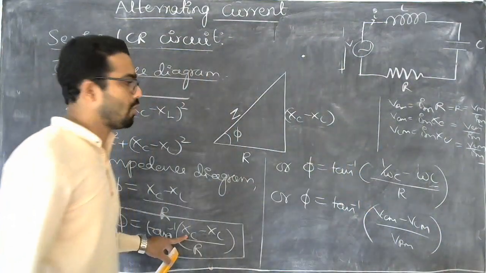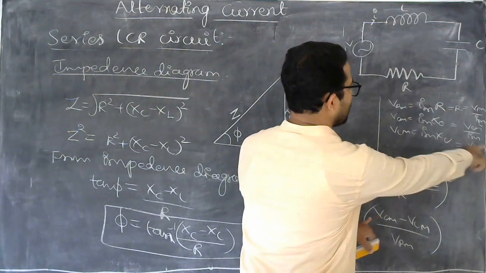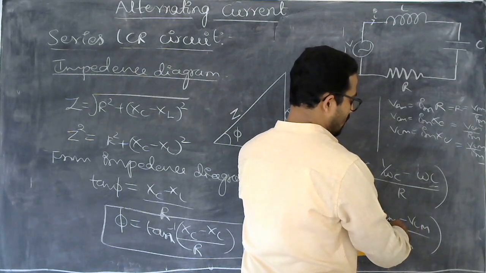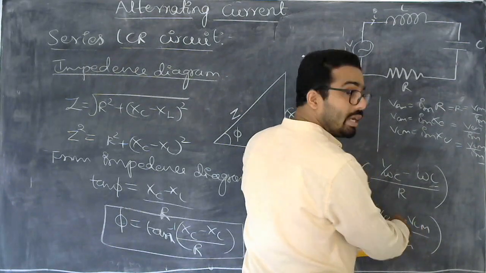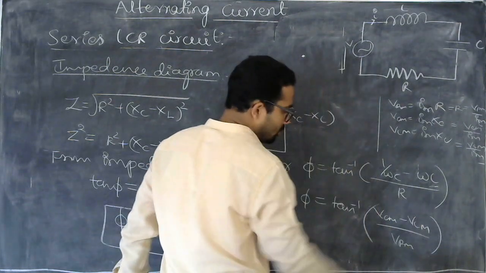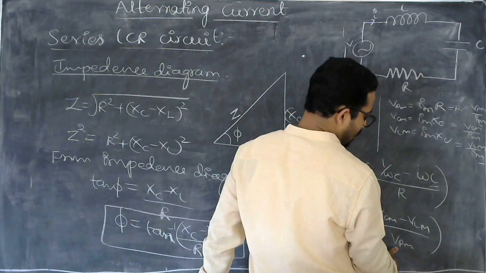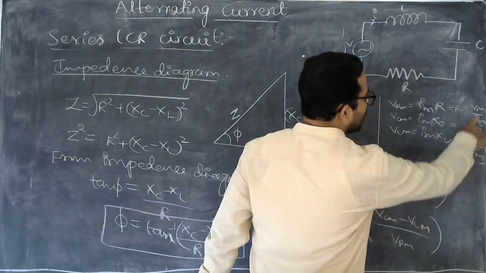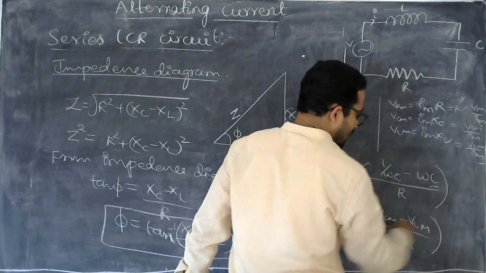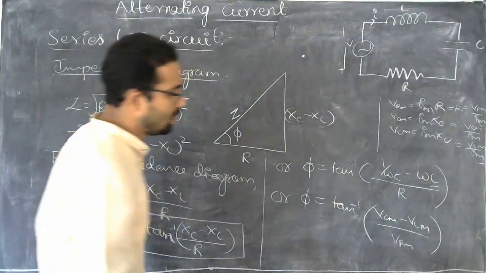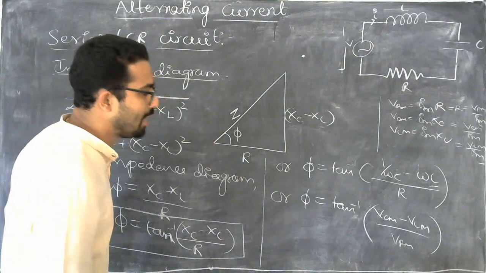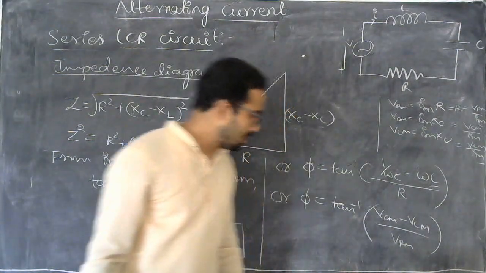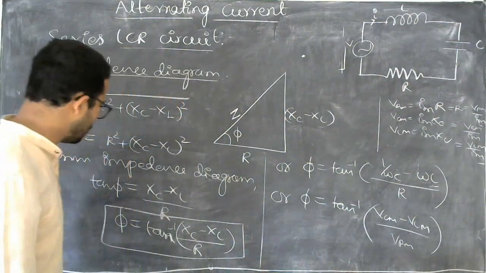So this is another form of the equation. See here, Vcm divided by Im and Vlm divided by Im both have a common denominator, so take Im outside. Here you have Vrm divided by Im. If you invert it, you can cancel the Im. That's why you are again left with Vcm minus Vlm divided by Vrm. So this is about the phase angle.